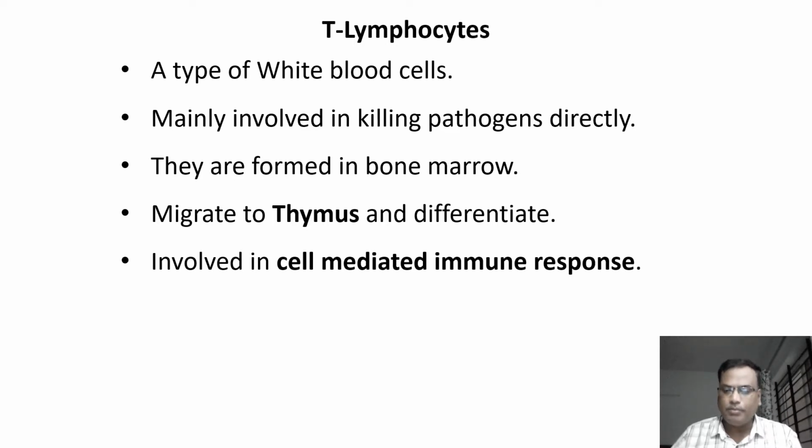They are formed in bone marrow like B cells. T lymphocytes are also formed in the bone marrow, but they migrate to the thymus and differentiate. Since they migrate to the thymus and the differentiation occurs in the thymus, they are called T lymphocytes. That letter T is because of the maturation organ, that is thymus. They are involved in cell-mediated immune response. Now remember, B cells are associated with humoral mediated immune response and T cells are associated with cell-mediated immune response.